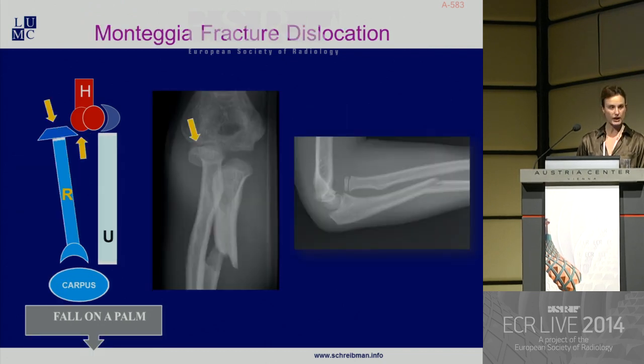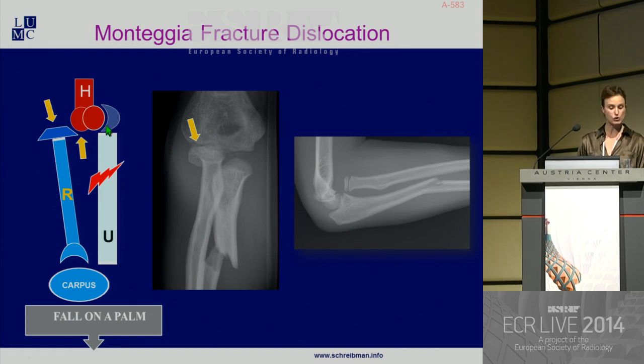So this will explain how, for example, in the Monteggia fracture dislocation, we have an axial load. It occurs more on the proximal part of the ulna with an associated dislocation between the radius and the capitellum.